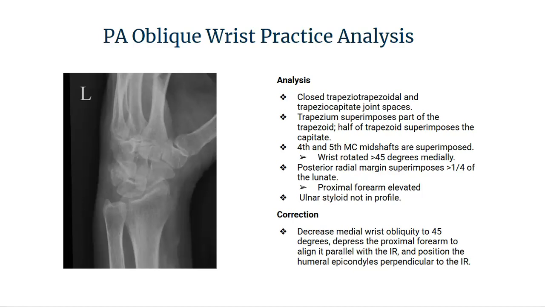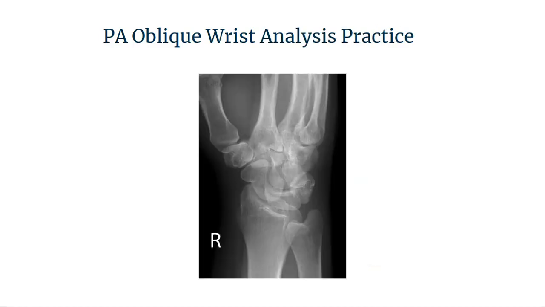Lastly, you can check to make sure that your humeral epicondyles are perpendicular with the IR. This will ensure proper alignment of the distal wrist to the IR without any flexion or misalignment of the anatomy. Go ahead and review this practice analysis and answer the following question.